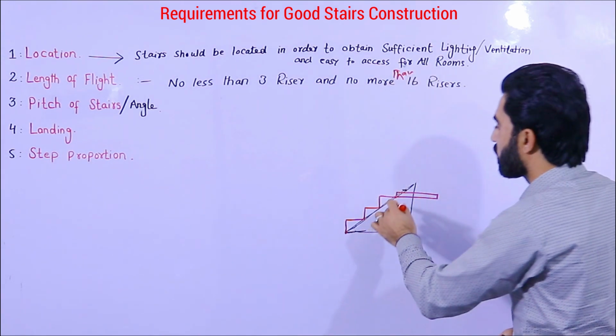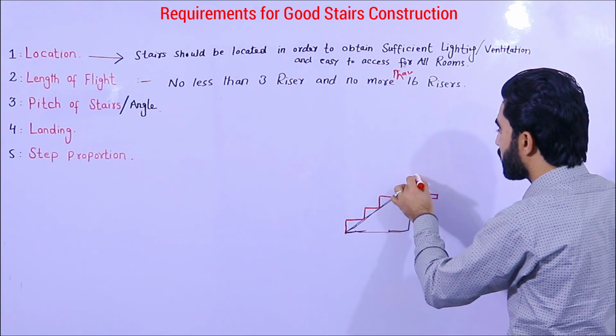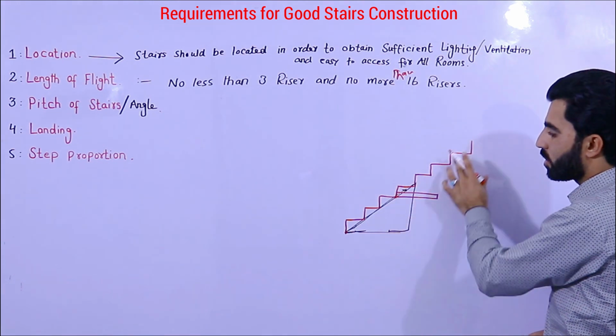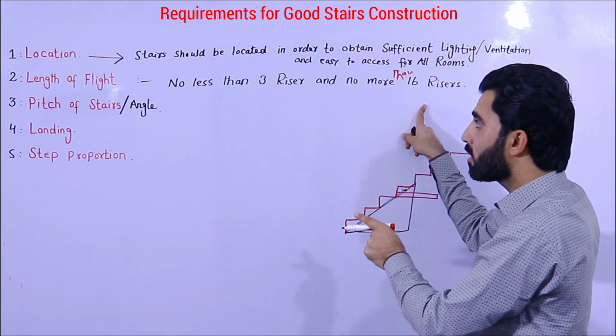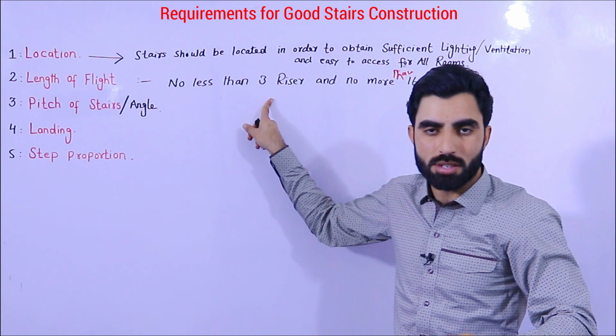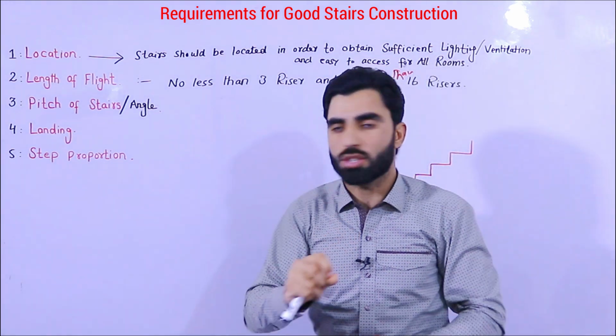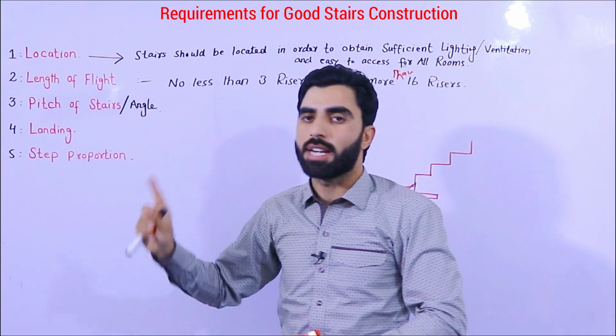If we have more than 16 risers, that is not a good stair. So it should be no more than 16 risers and no less than 3 risers. This is the second requirement of good stair construction. Length of flight means this.